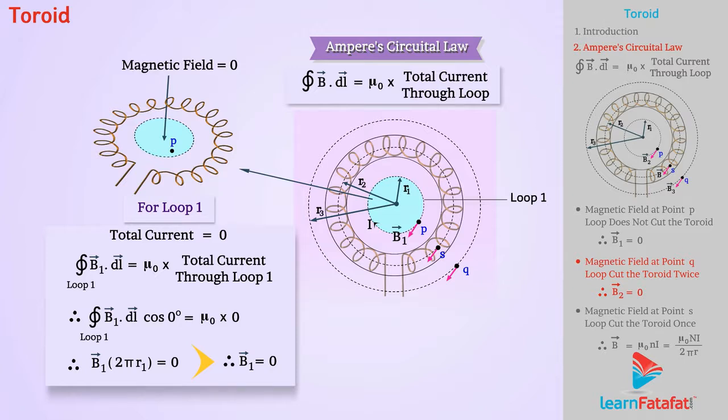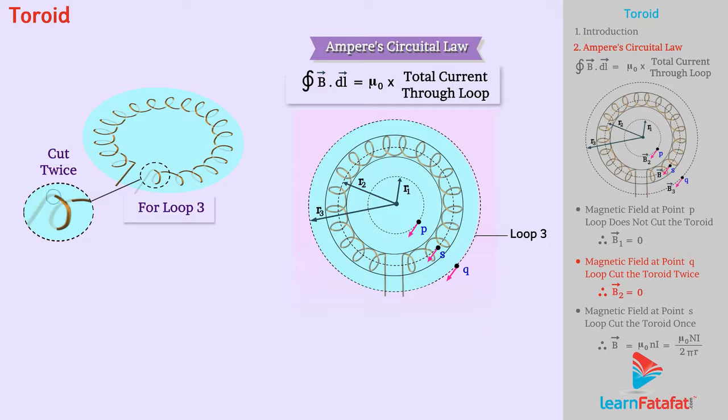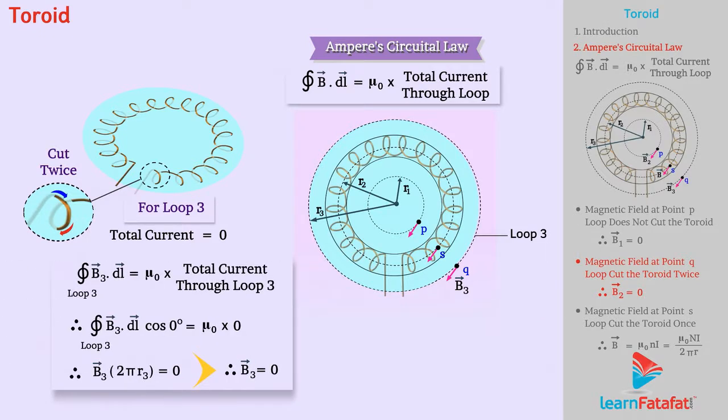Now consider loop 3. Here each turn of current carrying conductor is cut twice by this loop while coming out and then going into the plane, and so equal and opposite currents cancel each other. Therefore total current is 0. If magnetic field at point Q is B3, then with similar analysis like loop 1, we get B3 equals 0. Thus, the magnetic field at any point Q in the open space outside the toroid is 0.